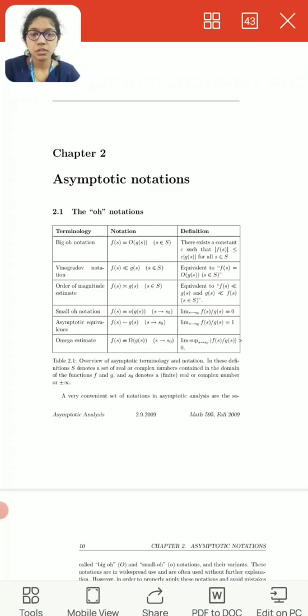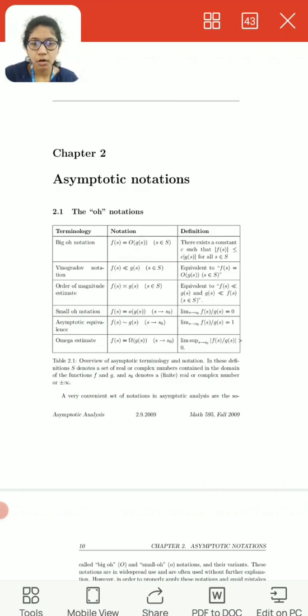Asymptotic notation. This table represents big O notations. Overview of asymptotic terminology and notations. In these definitions, S denotes a set of real or complex numbers contained in the domains of the functions f and g, and so denotes infinity or real or complex numbers.